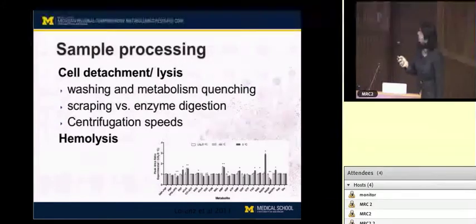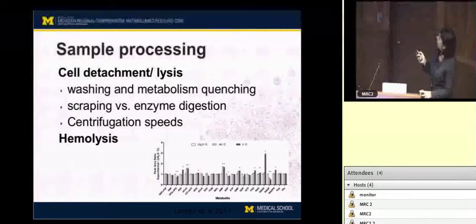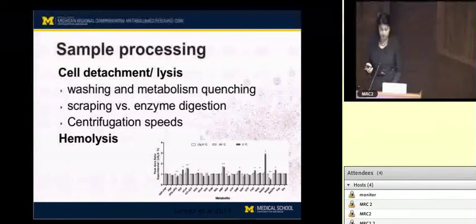In this little figure here, this is a paper by Lorenz from the core. Here it shows the differences between storing the cells at liquid nitrogen quenching, -80 and 0. You can see the varied metabolite differences of the TCA cycle. So all these small changes in your protocol might make huge changes to your outcome.